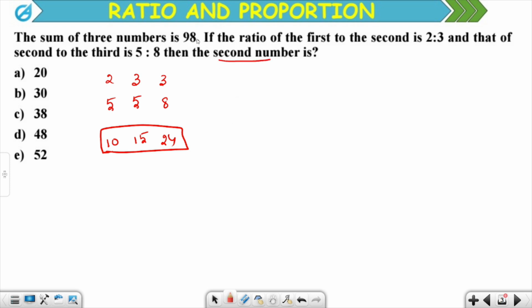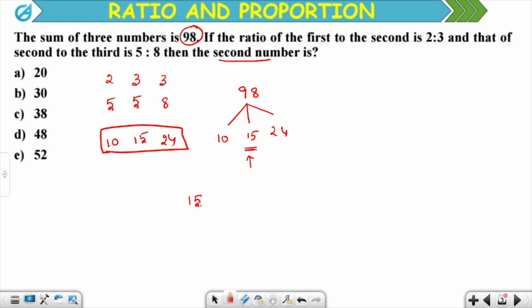I said two methods. So what is the sum of three numbers? Sum of three numbers is 98. So you want to divide that number in the ratio 10 is to 15 is to 24. And what we need to find? We need to find the second number. So second number is nothing but this middle number. So what I have to do?